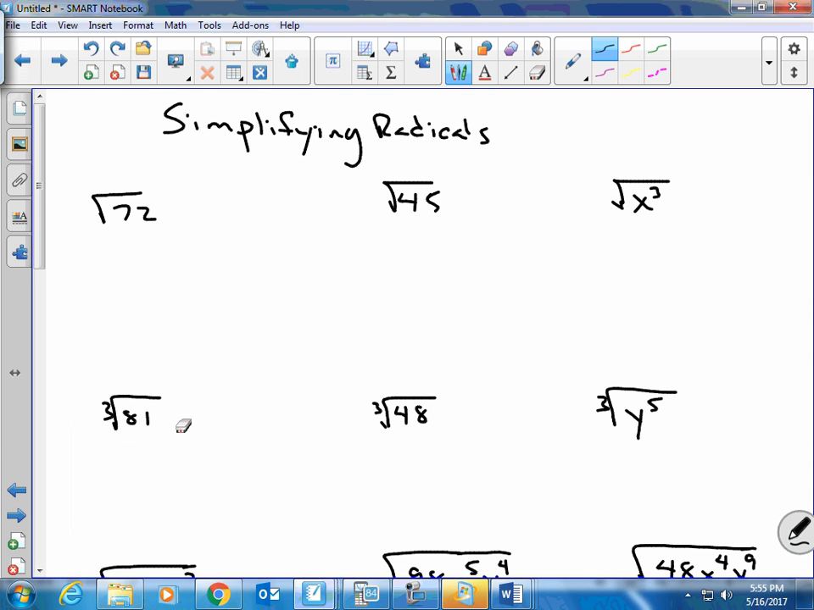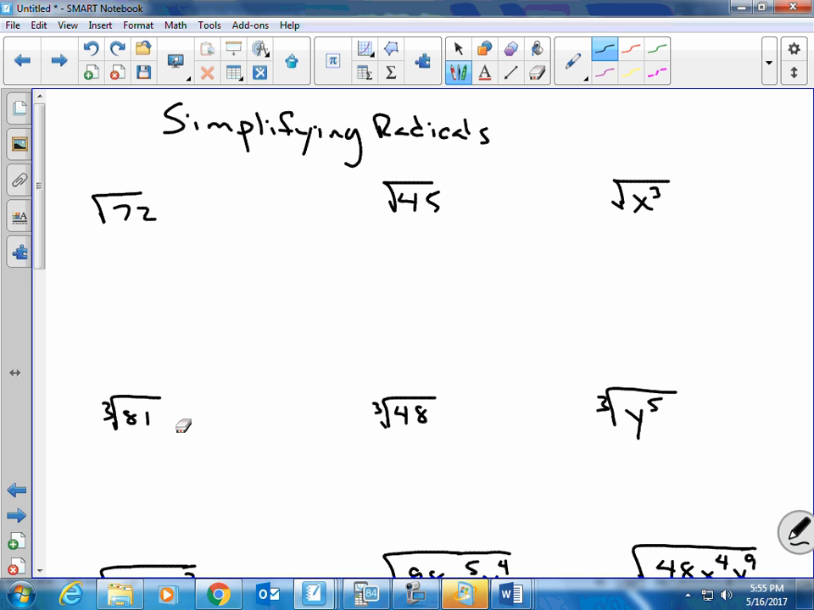Hello everyone. The plan for this recording is to look at simplifying radicals. We have some square roots, some cube roots, some fractions, and so on. Throw some variables in there. So, simplifying basically all types of radicals. I don't go any higher than cube roots, although we could do fourth roots and so on, but I'm sticking with cube roots and square roots for this video.